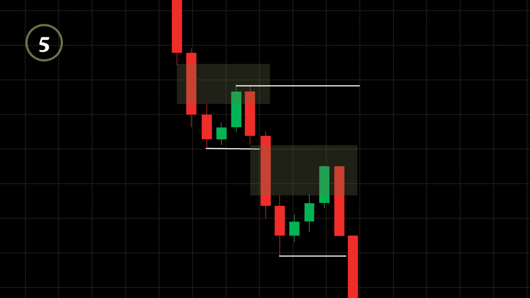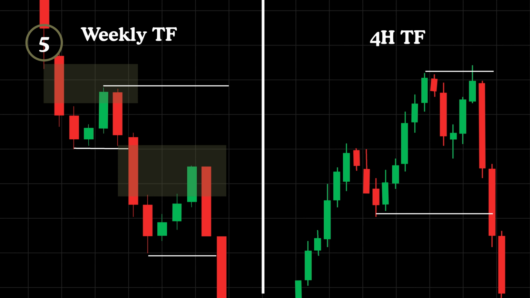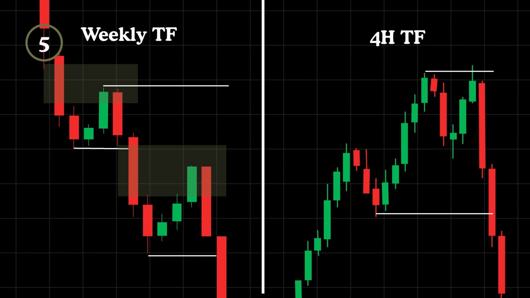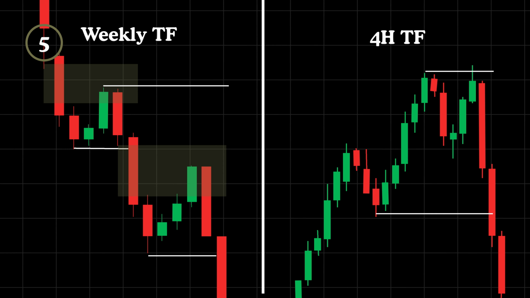The key takeaway here is this: always begin your analysis on the highest timeframes available. This provides crucial context and helps you anticipate how the market is likely to react when it reaches key liquidity zones on the lower timeframes.